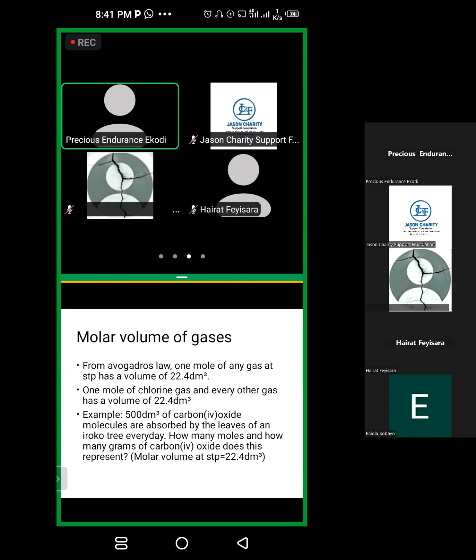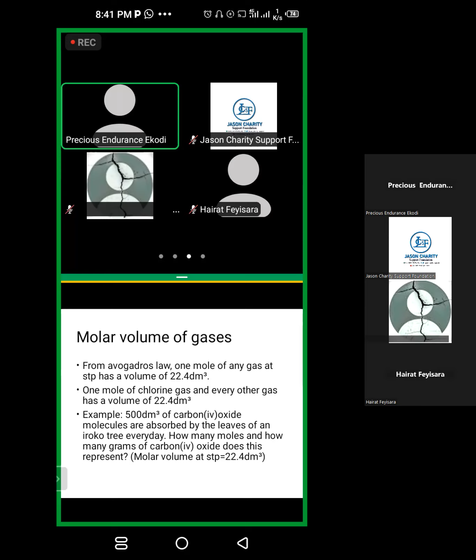And then we came to molar volume of gases. Just as we have Avogadro's constant, we have the molar volume of gases to be 22.4 dm cubed. It's standard for all gases. That is, when you have 1 mole of a gas, its volume at standard temperature and pressure will be 22.4 dm cubed. But if it is 2 moles, that number will double, meaning you multiply that 22.4 times 2. If it is 3 moles, you multiply times 3.